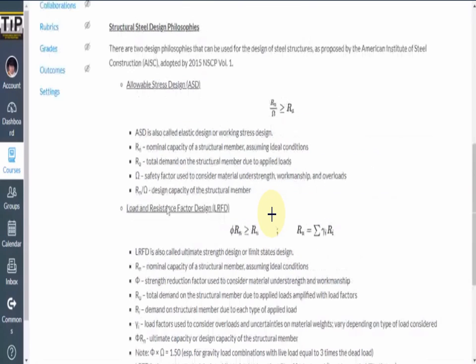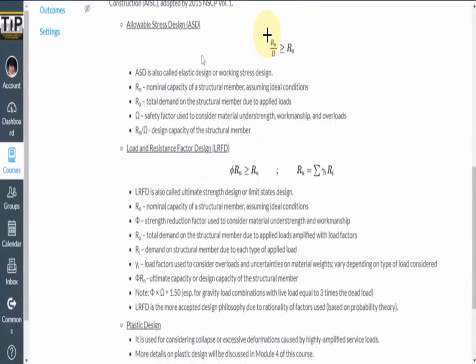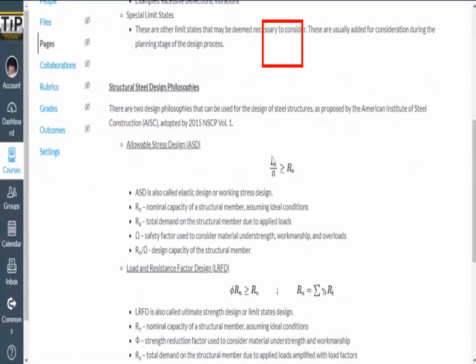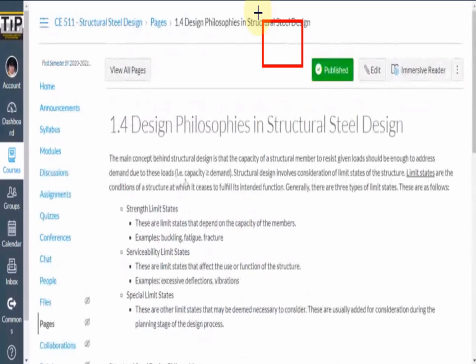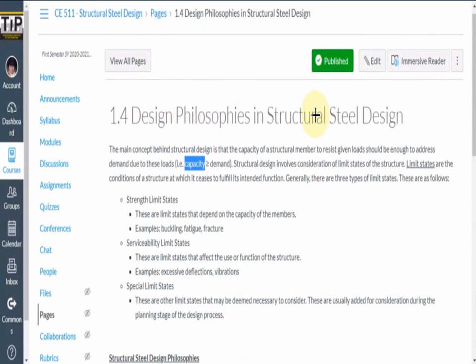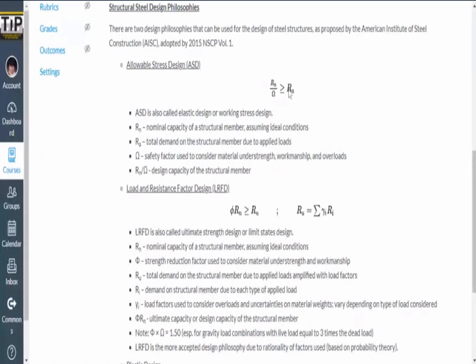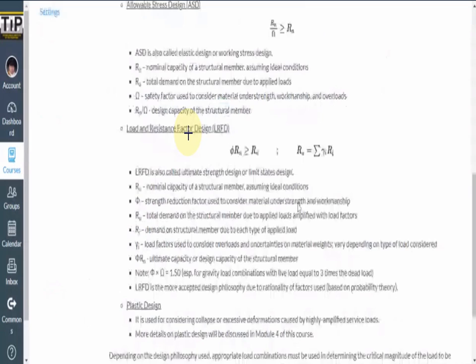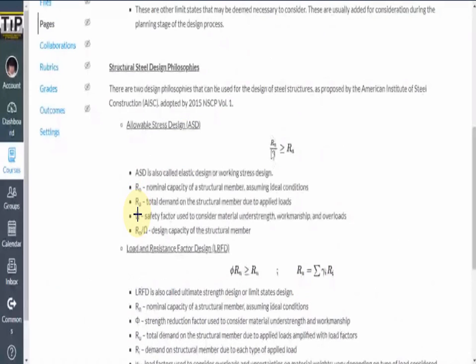So, ASD, allowable stress design, in reinforced concrete, we call it the working stress design, okay, or the elastic design. So this is the capacity demand expression for ASD. So this Rn over omega is the capacity of the structural member in ASD. So Ra is the demand due to load. Okay. So now Rn over omega.